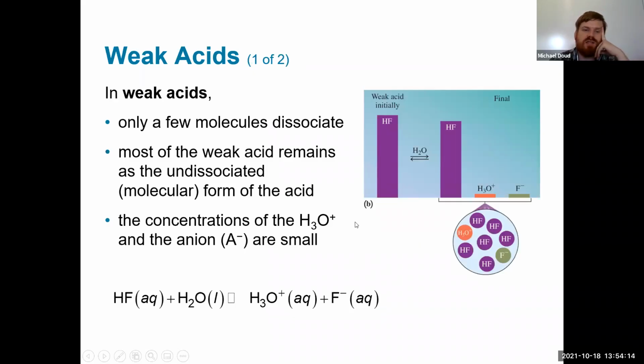Okay. Now, weak acids, on the other hand, only a few molecules will dissociate. So HF, for example, and again, we should have the reversible arrow here. This HF in water will mostly stay as HF molecules. It's like 95% HF molecules, and then 5% is dissociated into hydronium ions and fluoride ions. So the bulk of it is this undissociated material.